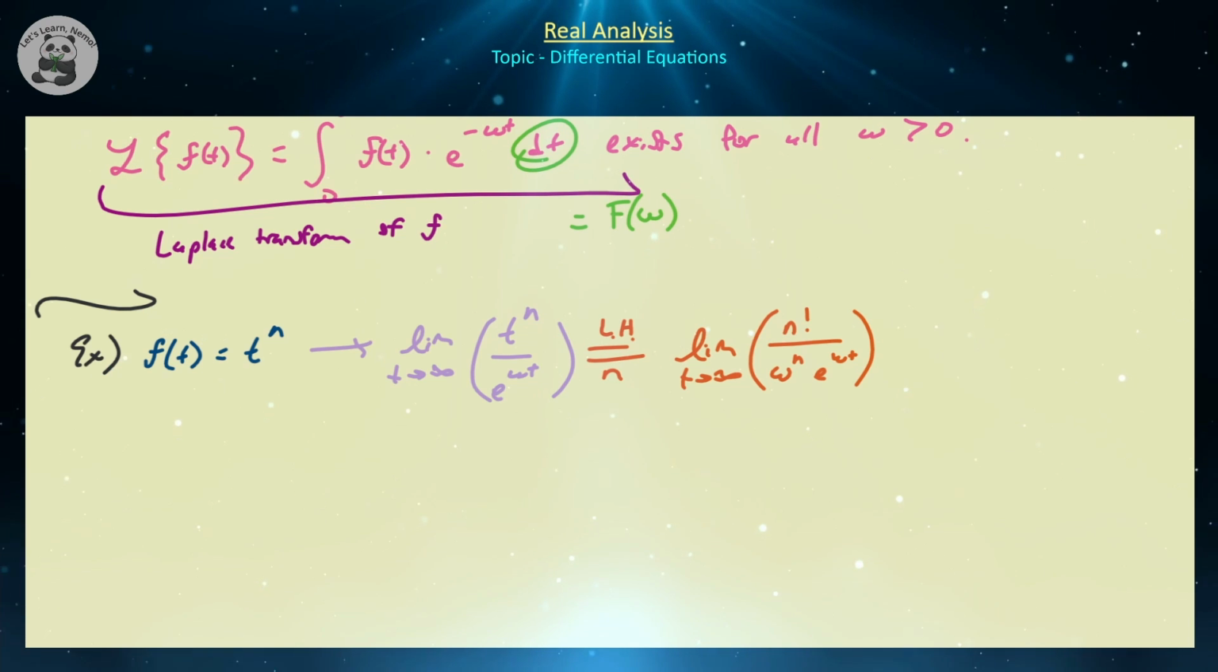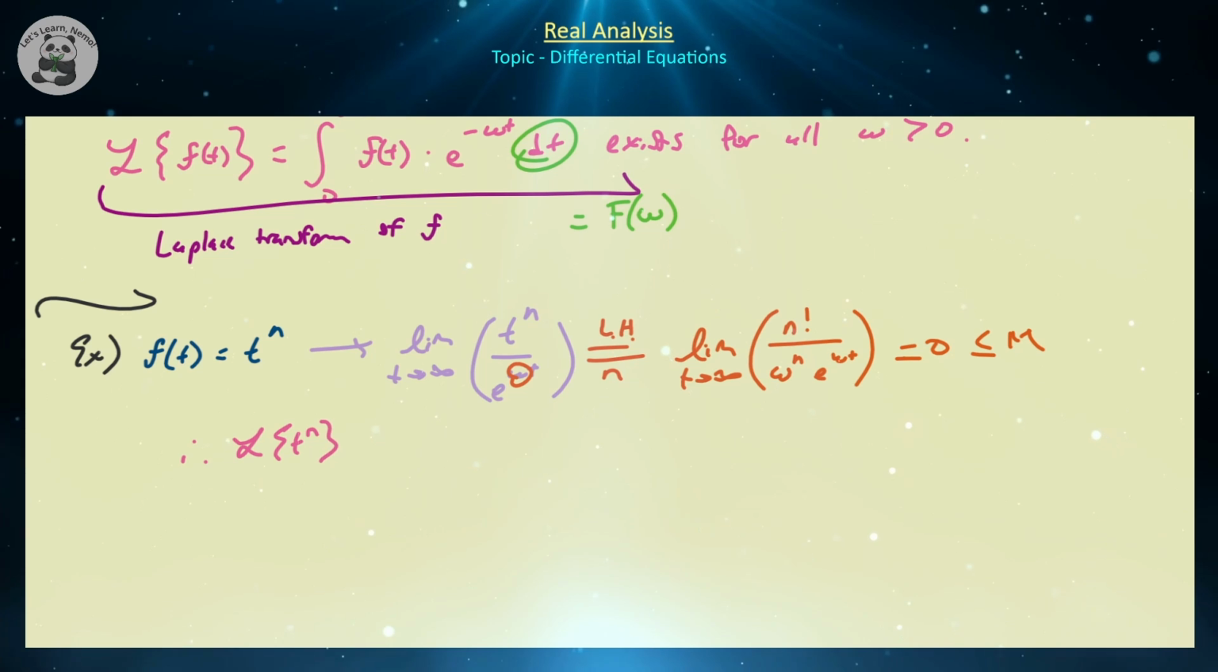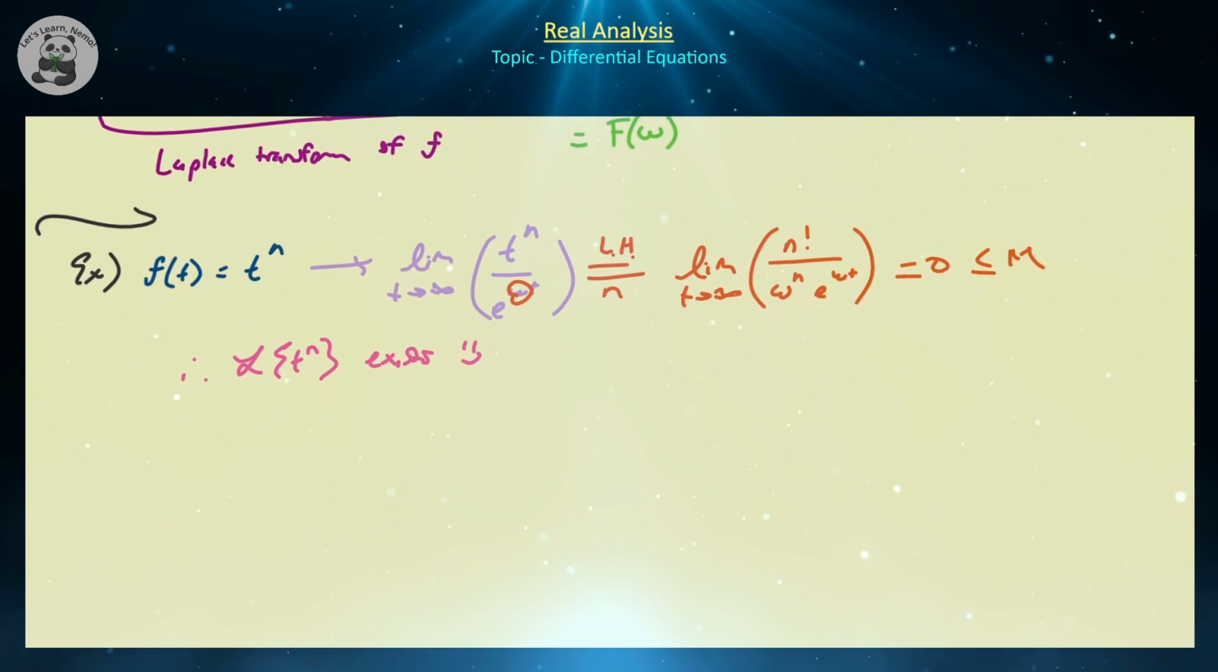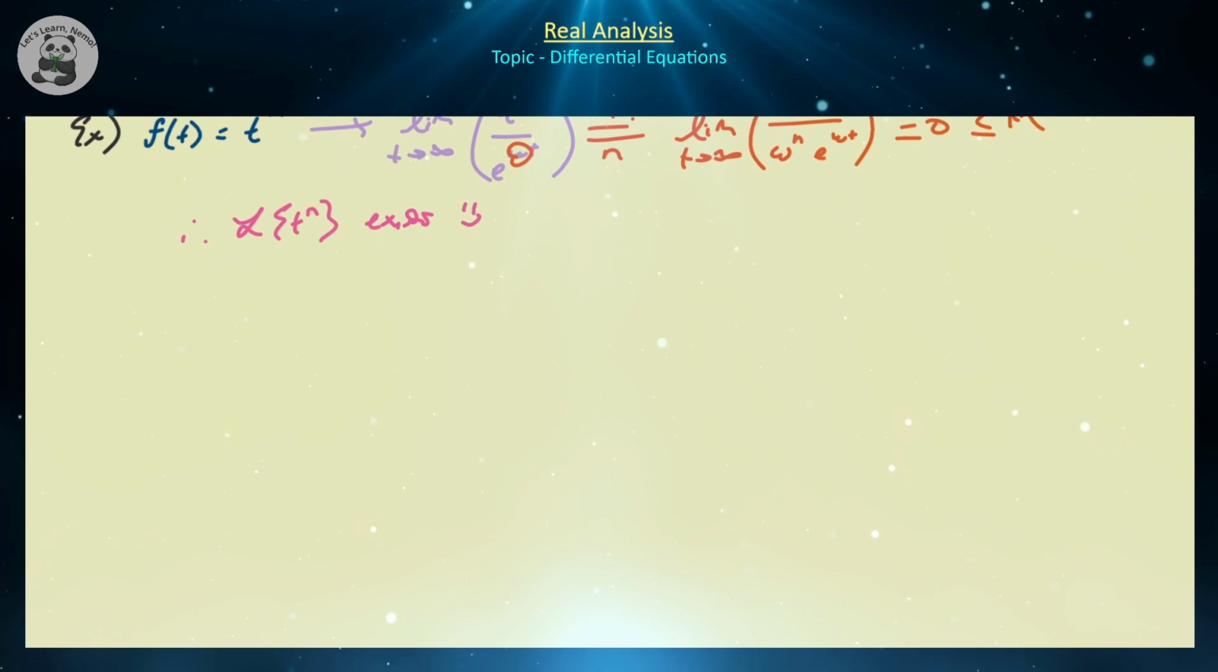Now we have a constant on the top and a monotonically increasing function on the bottom, so that trivially goes to 0, and obviously that's going to be less than or equal to m for any m, and obviously for any positive omega. So that means that the Laplace transform of t to the n exists. Okay. Now, just because it exists doesn't necessarily mean finding it will always be easy, but in this case, we actually have a nice derivation.